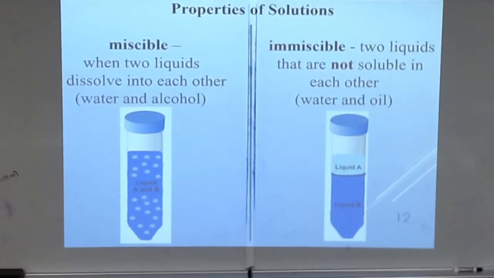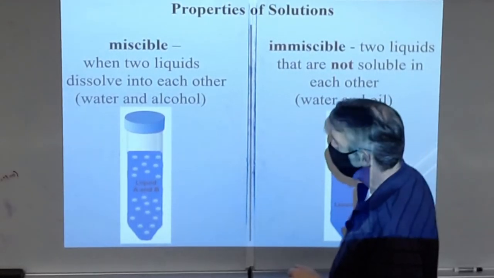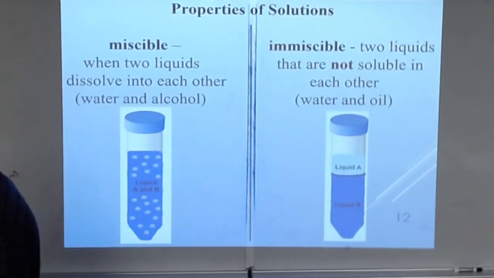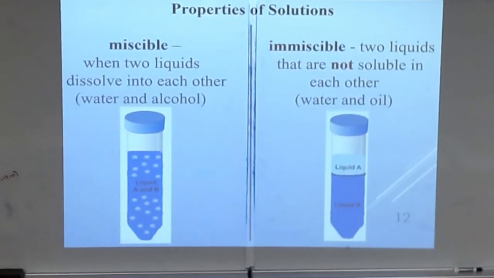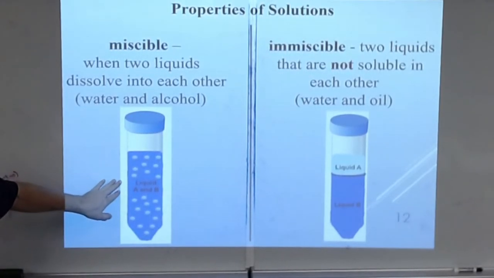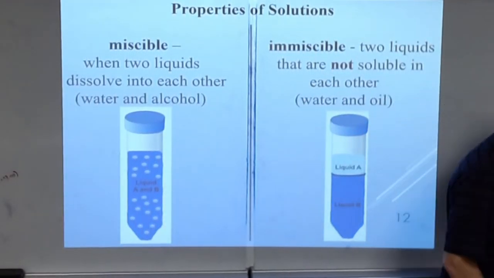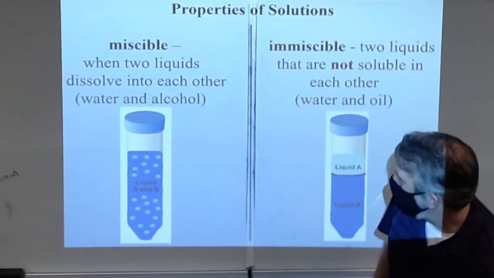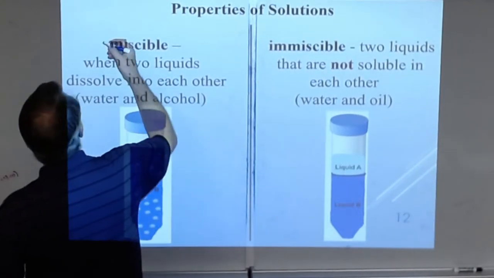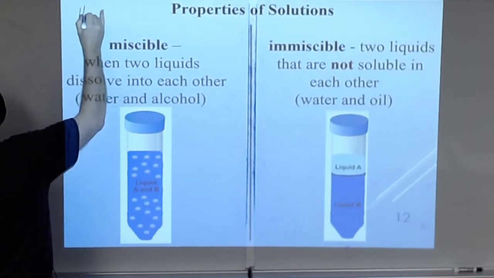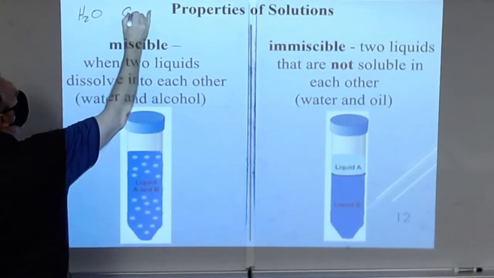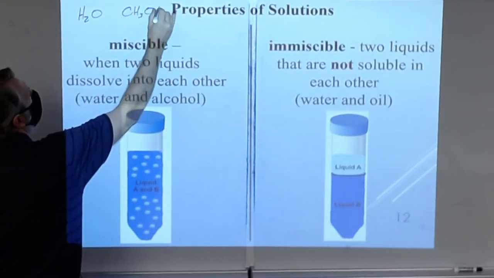More words you need to know. Miscible, if two liquids dissolve into each other. An example of this would be water and alcohol. So let's take a look. Let me go get a marker that shows up. So water is H2O. And alcohol, let's look at a simple one.